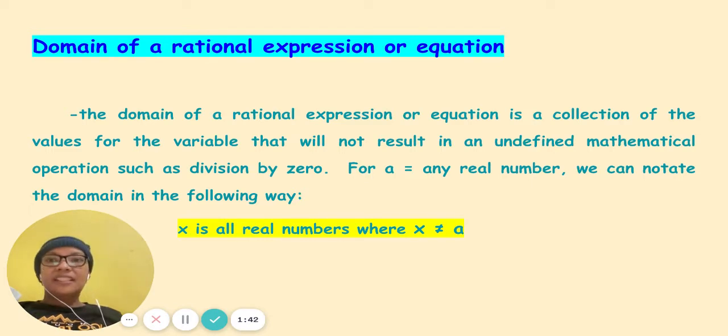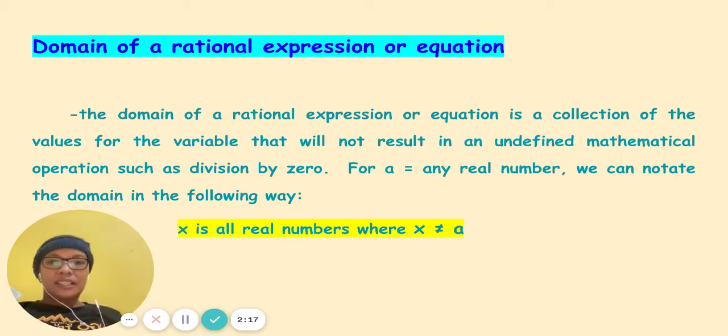So when is that? So let us first define when. The domain of a rational expression or equation is a collection of the values, na-discuss na natin, for the variable that will not result in an undefined mathematical operation, such as division by zero. Diba? Any number or expression that you divide by zero will give you an undefined solution. So for any real number a, we can notate the domain in the following way: x is all real numbers where x is not equal to a.